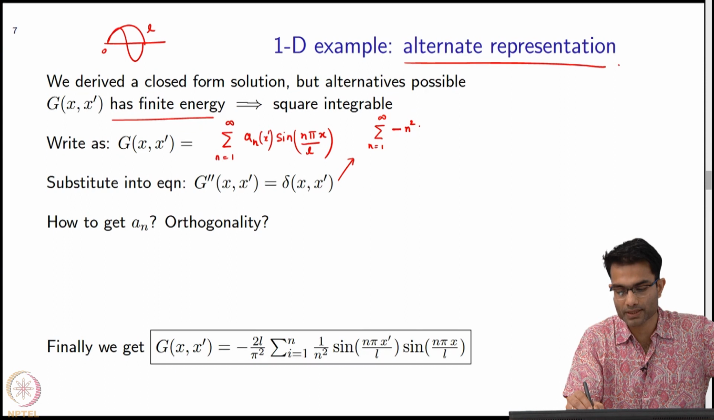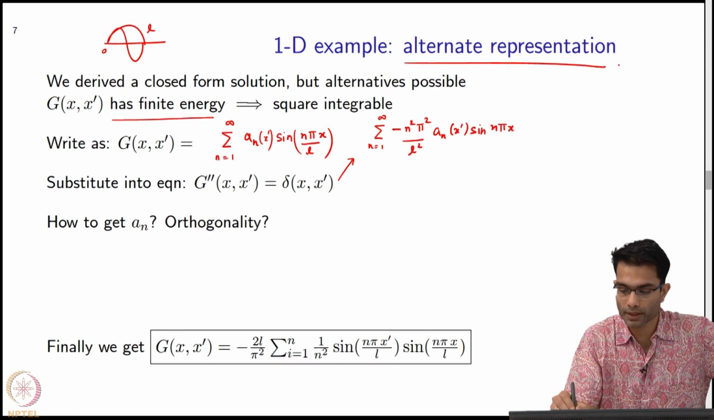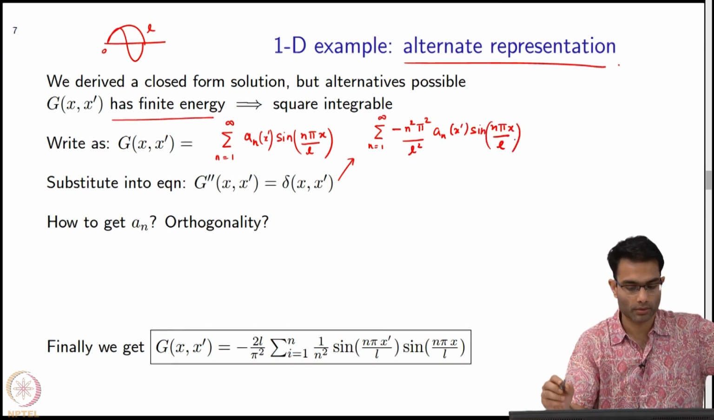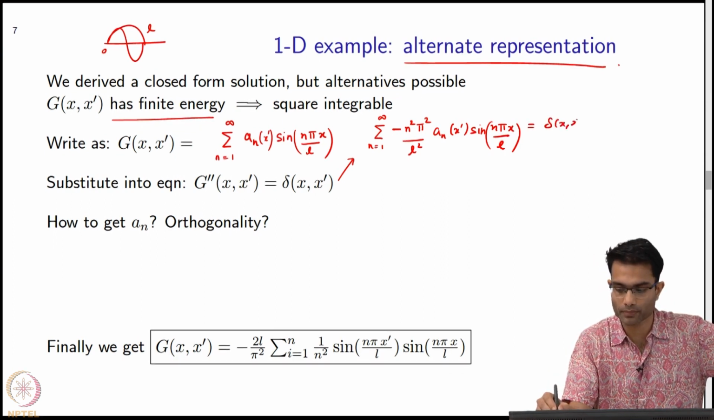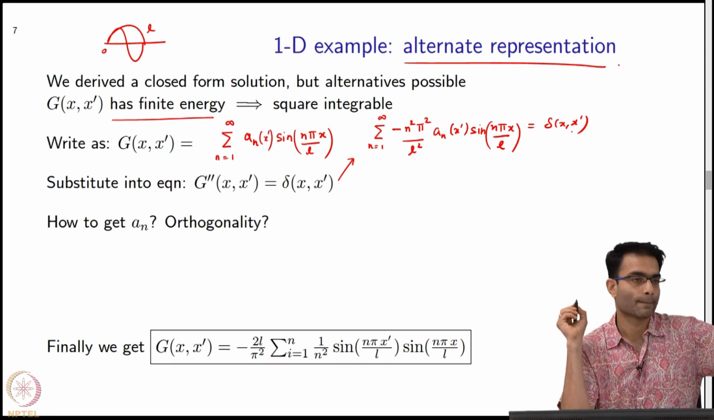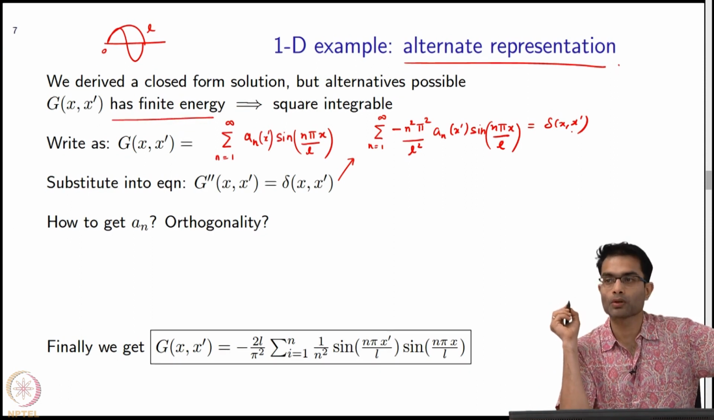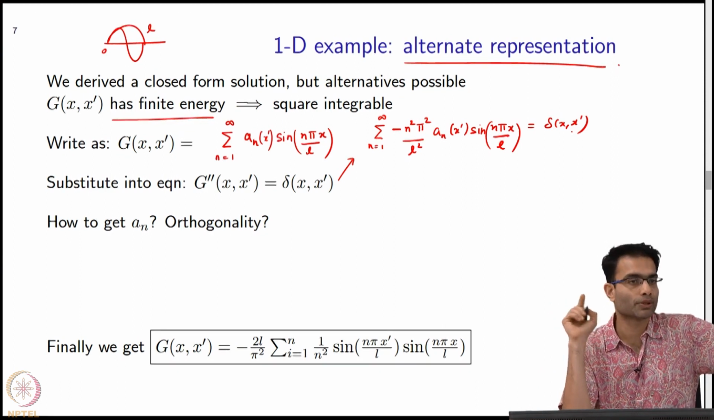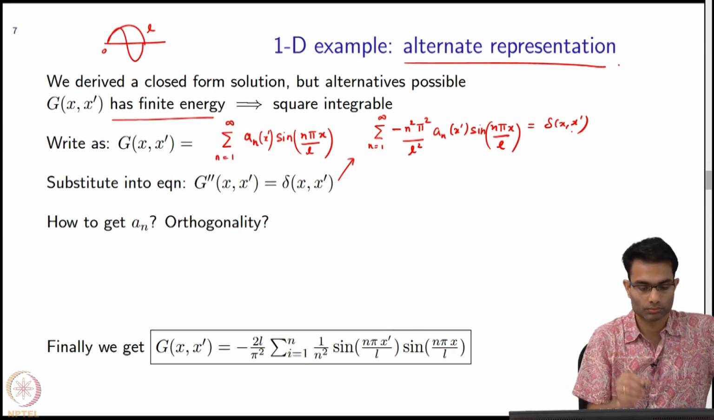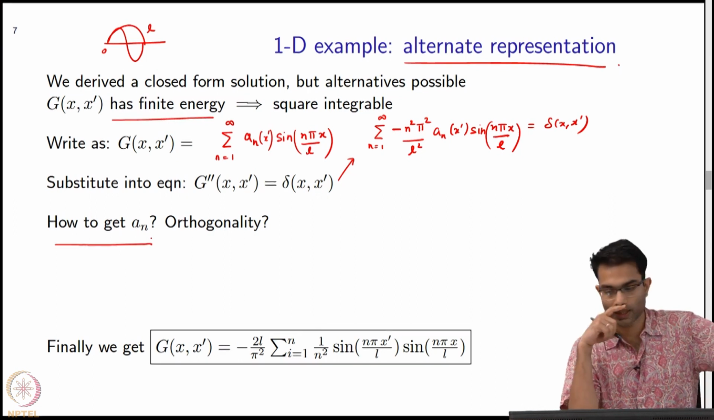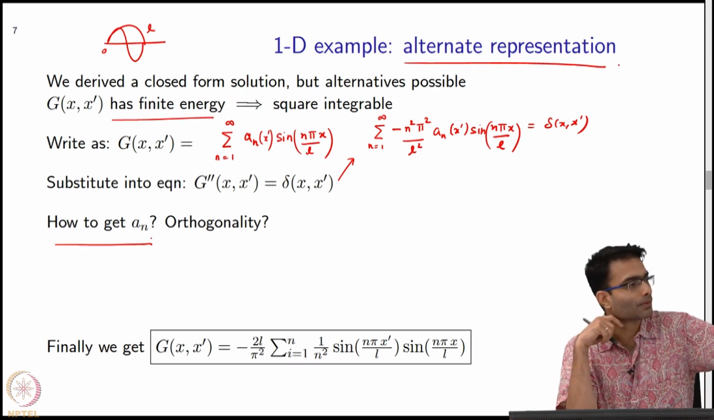Minus n squared pi squared by L squared a n of x prime sin n pi x by L is equal to delta of x prime, right. All of the tricks we learned in Fourier series can be used over here. To find out a n, what should I do? X equal to x prime won't help me.